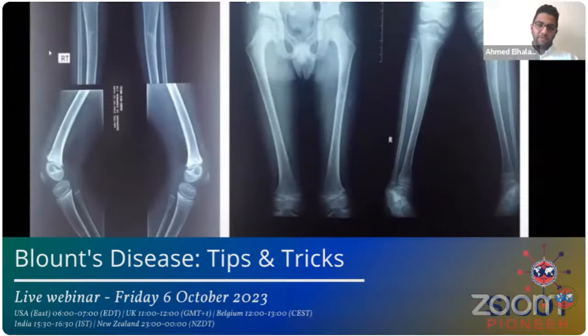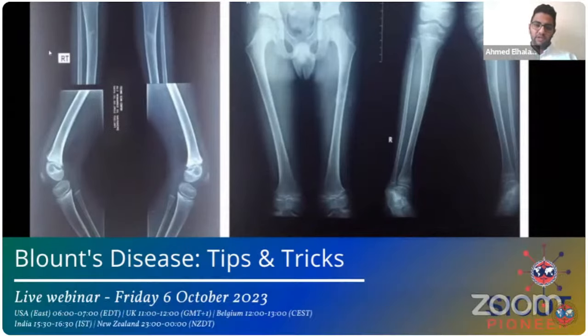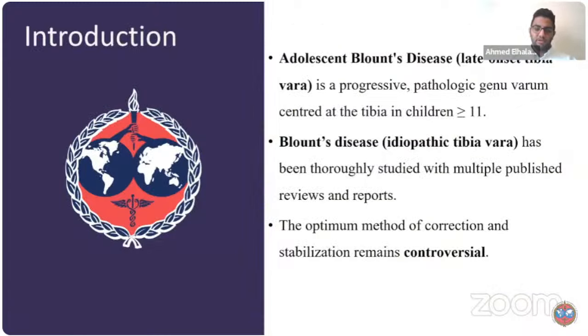I'm Ahmed Elhalawany. I'm a clinical lecturer in Cairo University. Currently, I'm working in James Paget Hospital in the UK. I will present today our study about correction of severe adolescent Blount disease cases in areas with limited resources, using minimally invasive osteotomy and a simple circular Ilizarov frame.